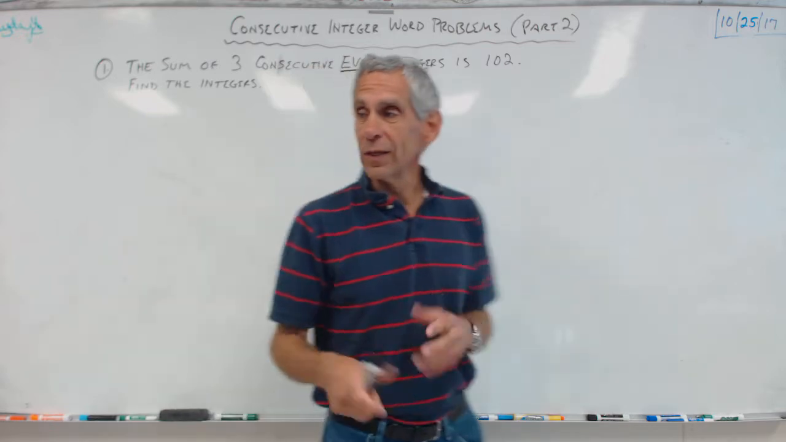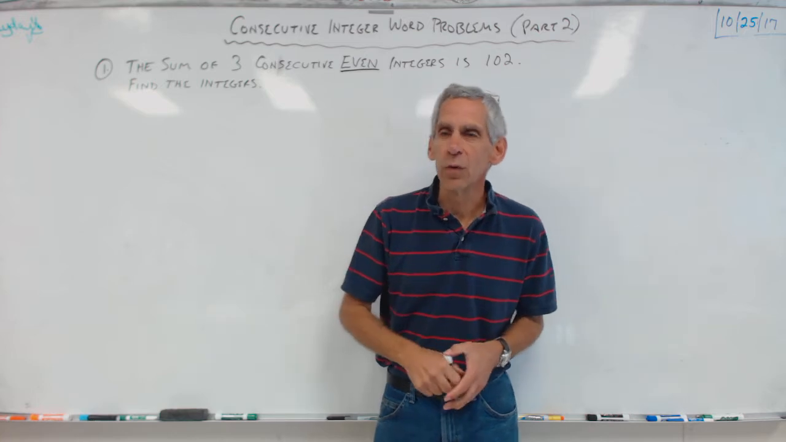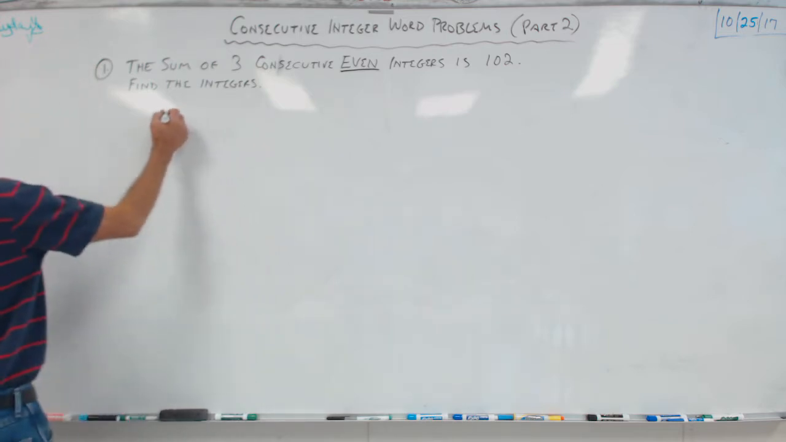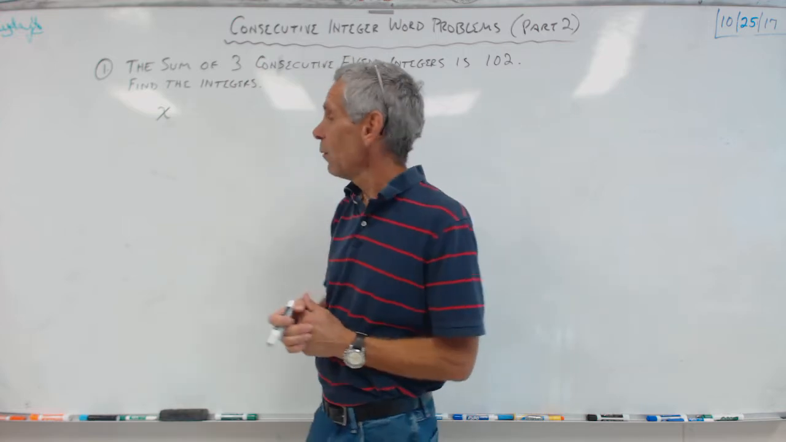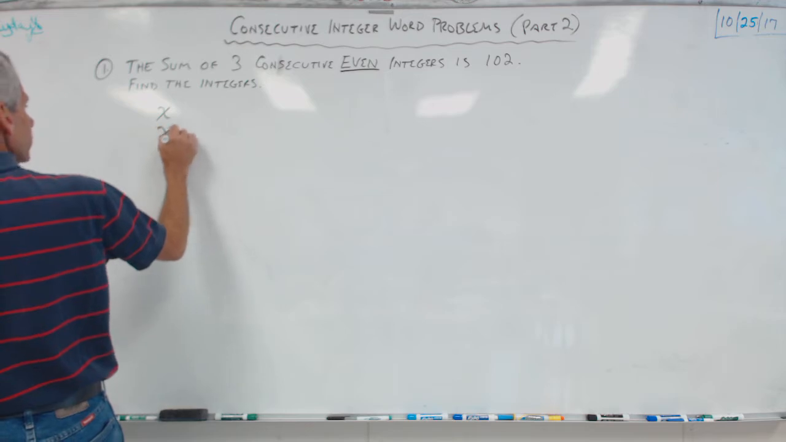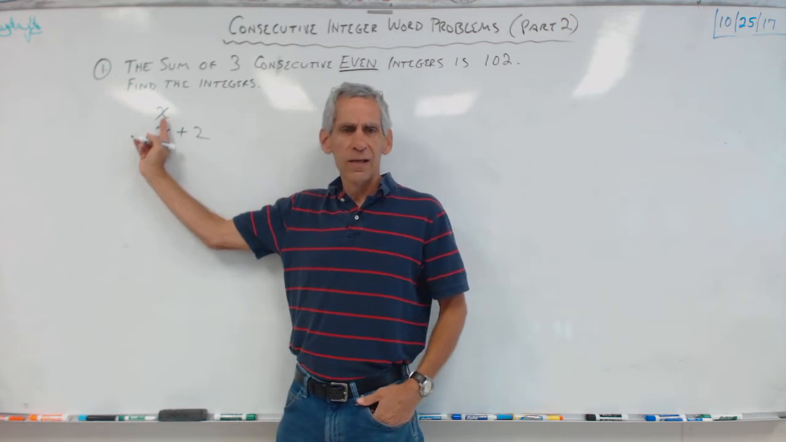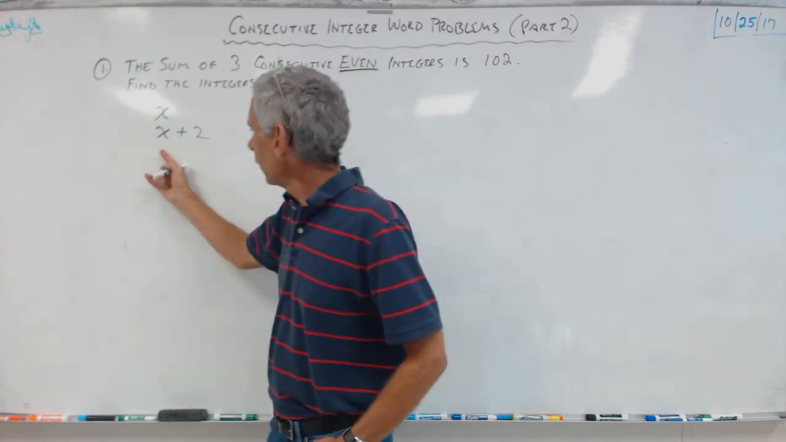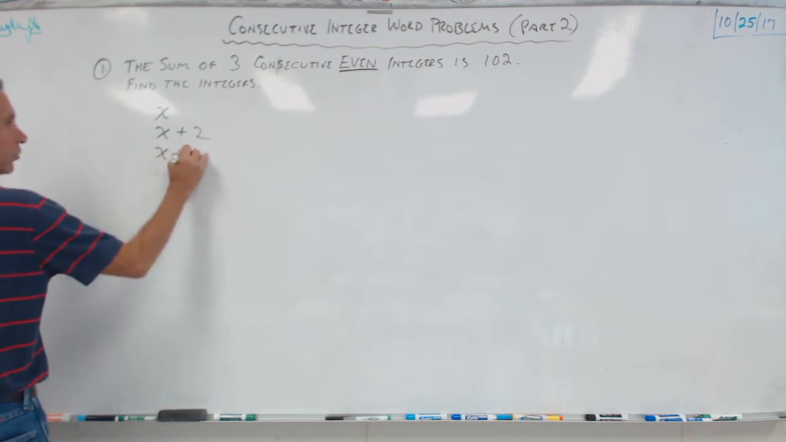Now how many unknowns do we have in this? 3. So what am I going to make my first unknown? X. Always, our first one's going to be X. Then X plus 2, because you have to skip the odd number. Let's be sure that's right. If the first number is 4, 4 plus 2 is 6. That works. But wait a minute, what's the next one? X plus 4? Yes.